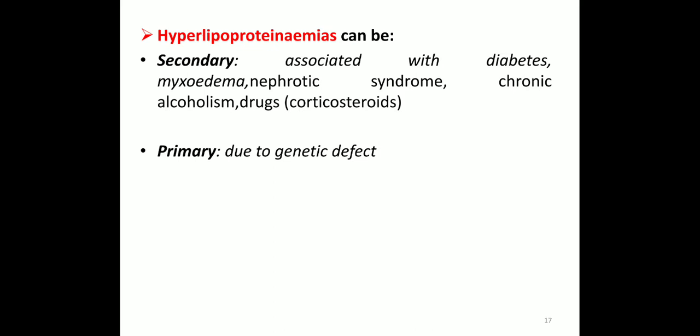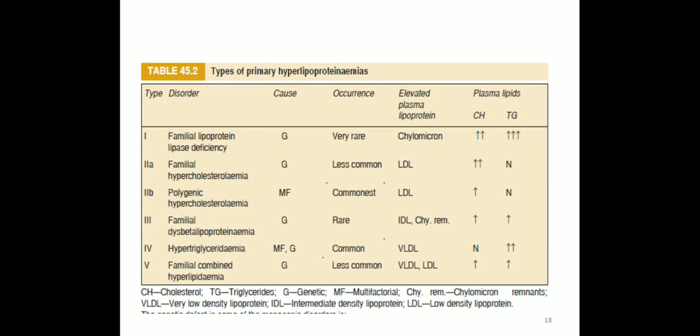Now to start with our main topic, hyperlipoproteinemia can be primary or secondary. Primary hyperlipoproteinemia is due to genetic defect. This is genetic based, and secondary is generally associated with diabetes, myxoedema, nephrotic syndrome, chronic alcoholism and various drugs like corticosteroids. So these are the causes of hyperlipoproteinemia.